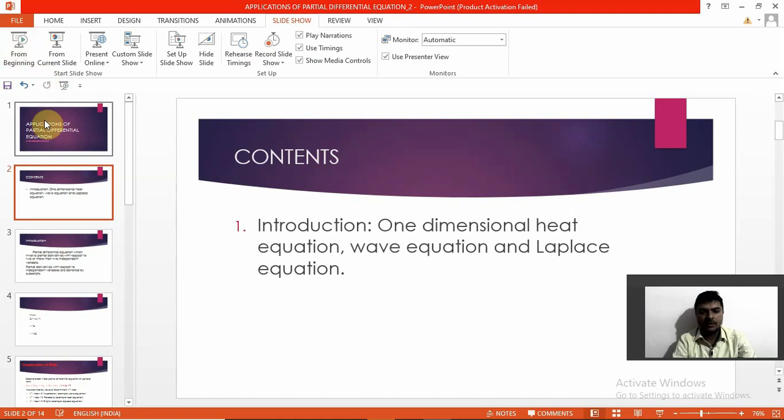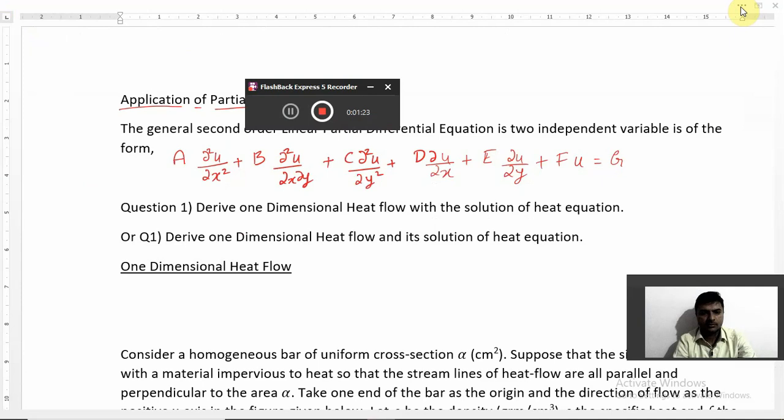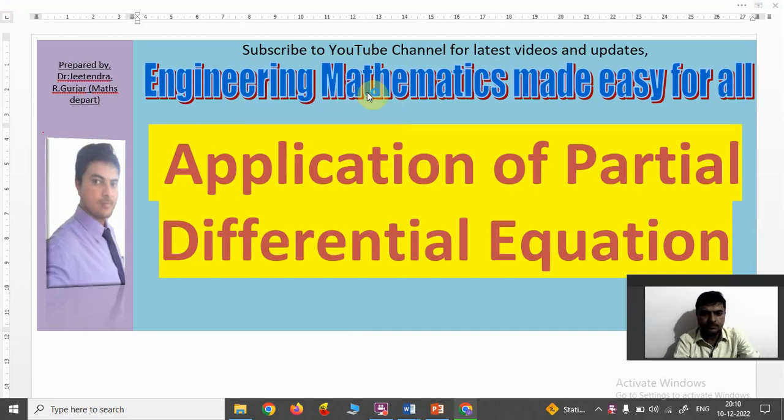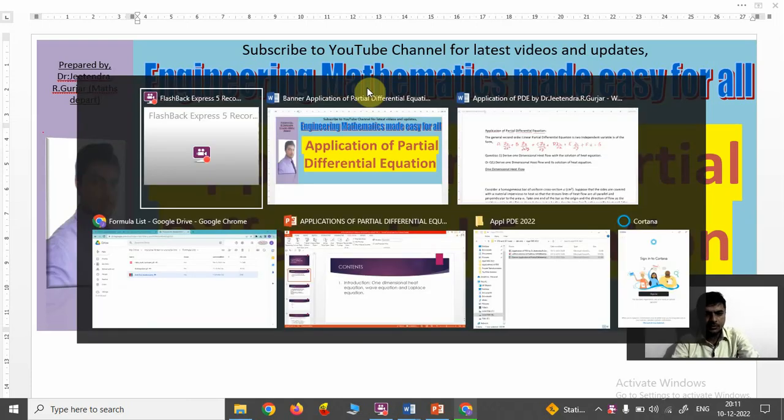Get the solution of partial differential equations. Yes, students, I am going to teach you today applications of partial differential equations. Here we are going to come across the heat equation, wave equation and Laplace equation. So here we go with some more equations.